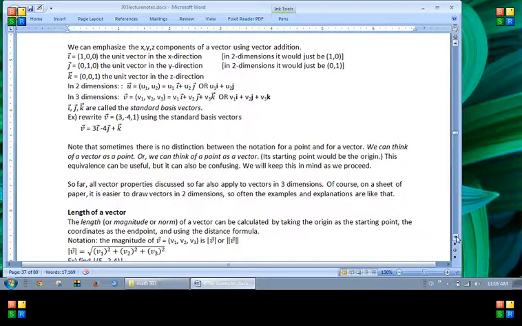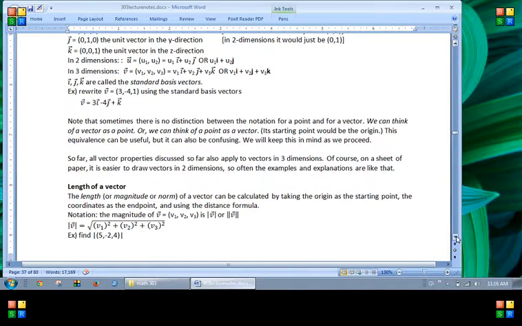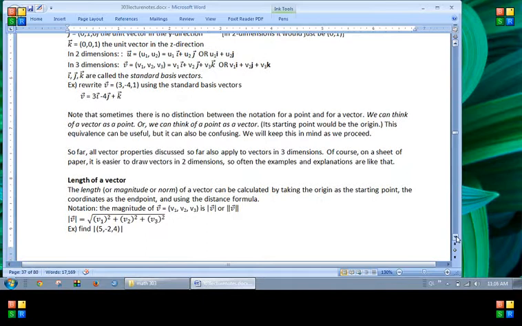Now this is simplified, so I said use the origin as the starting point, but what happens when you use the origin? You just get v1 minus 0. So the minus 0 part just goes away. So let's calculate this. So what is the magnitude of this vector?